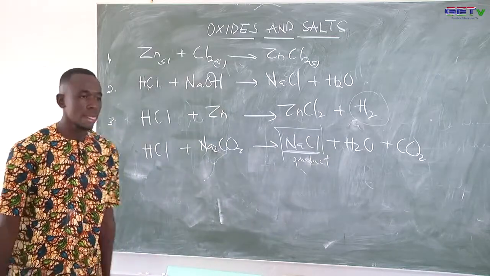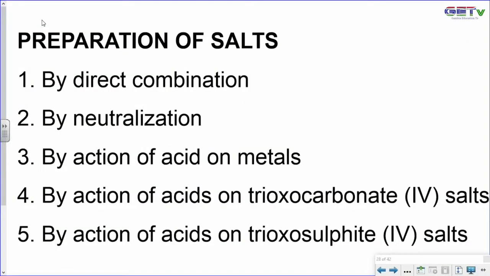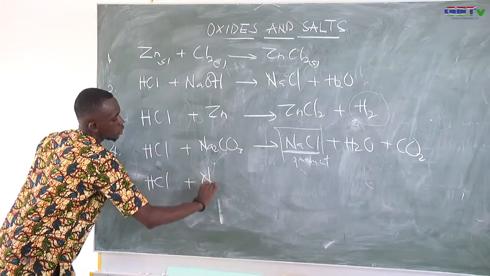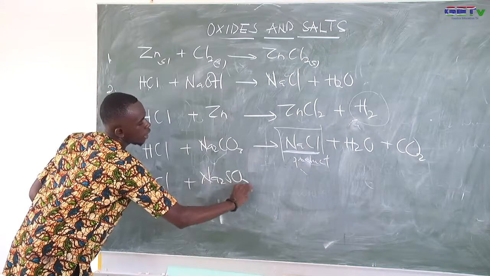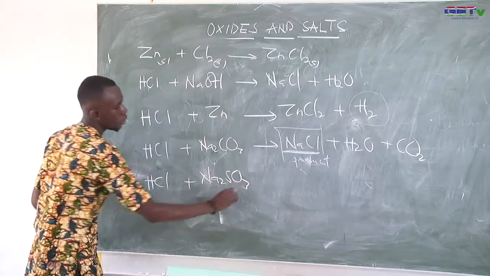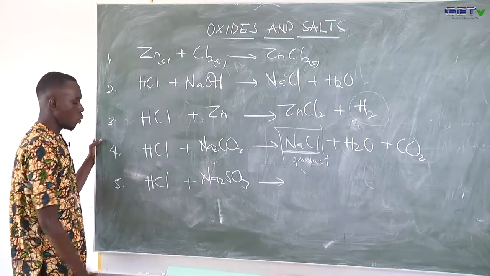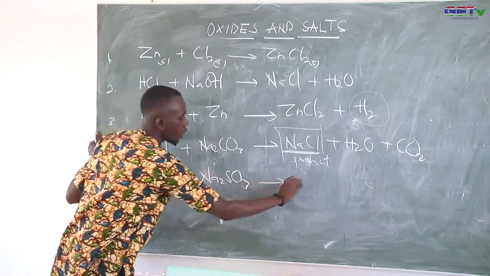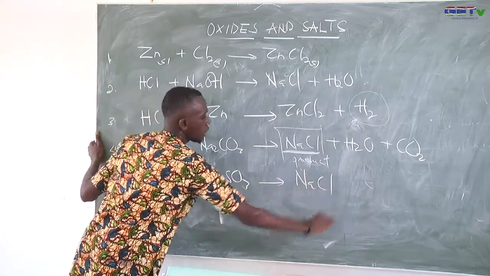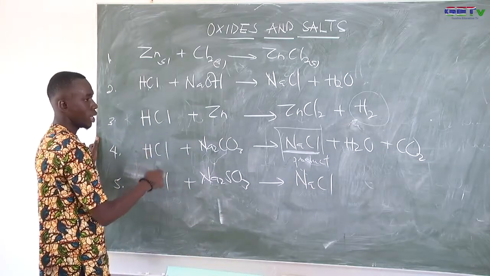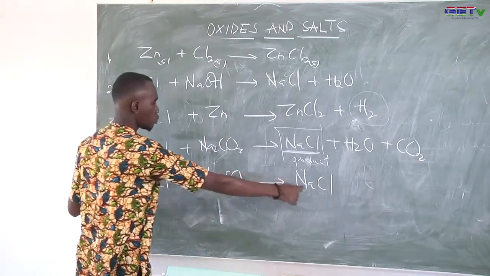And then finally, we can prepare salt by the action of acids on trioxosulfate 4 salts. That is number 5. We can have the action of acids on something like sodium trioxosulfate 4. So the same thing. We have a salt, but we need another type of salt. When you react it with this acid, it will form NaCl, because the sodium will take off the anion from the acid to form sodium chloride.